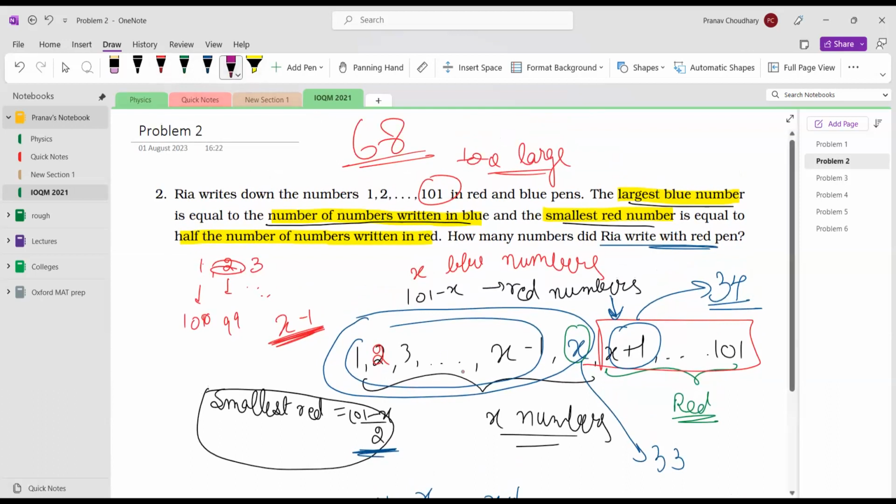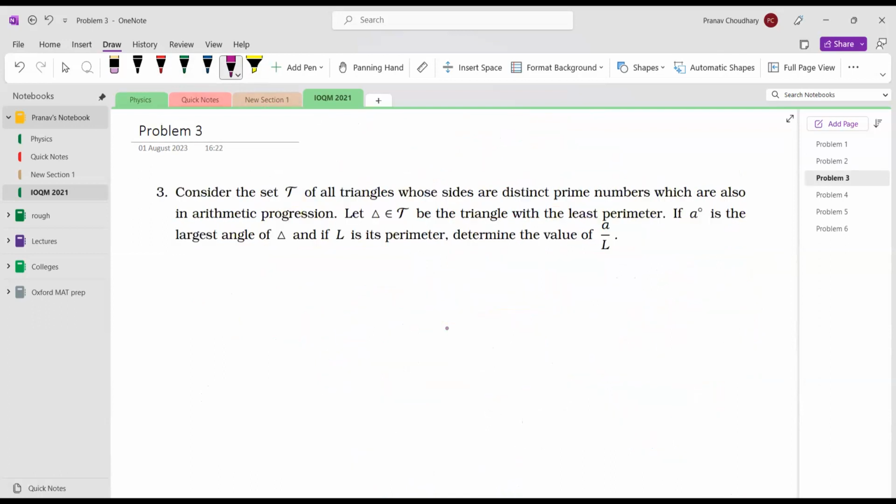The main idea was trying to recognize that the first X are blue and the other things are red. Okay, I hope this was clear. Let's move on to the next question. This was a very easy question. I don't even know why they made the statement look so complicated. This is a very weird sentence.